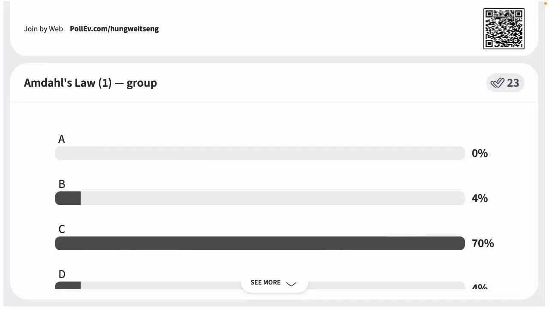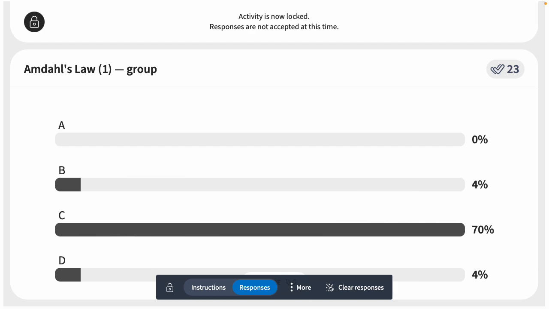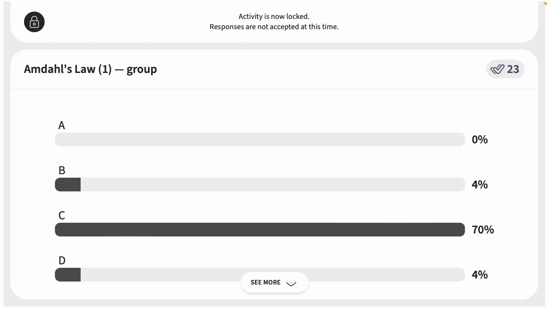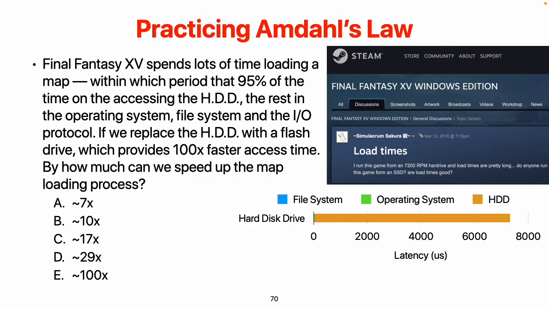All right, so after discussion, okay, 70% of you agree it's C. So from the math here, what do you guys think? I would go with C. So how do you put the math? Do you want to write it down on my slide?